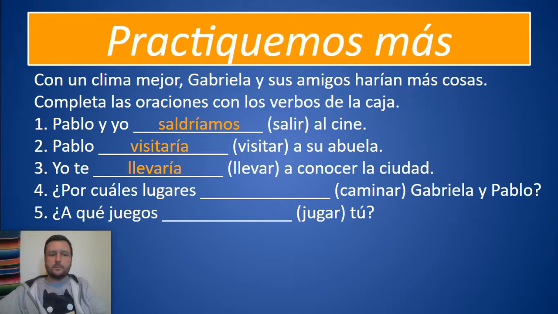Number 4. ¿Por cuáles lugares caminarían Gabriela y Pablo? This is a question, so the subject actually comes after our verb. Gabriela y Pablo caminarían. They would walk. Through what places would they walk? And our last one, number 5. ¿A qué juegos jugarías tú? What games would you play?